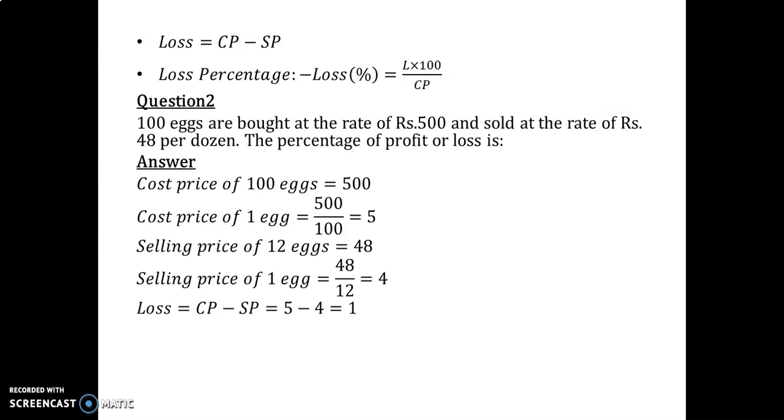Therefore, loss is equal to cost price minus selling price, that is equal to 5 minus 4 is equal to 1. Therefore, loss percentage is equal to L, nothing but loss divided by cost price into 100, that is equal to 20%.